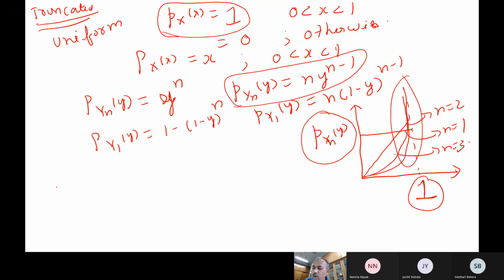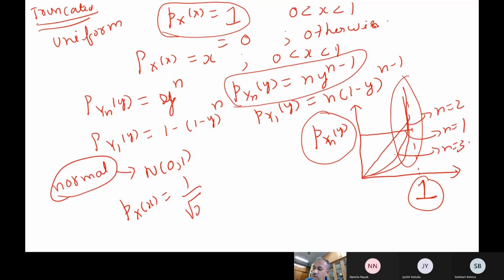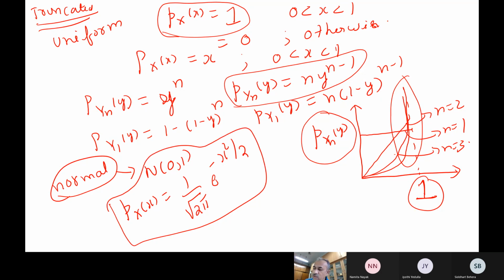Now suppose the data is a normal distribution, like that example problem we have done. Let us say it is standard normal, N(0,1). So the density function p_X(x) is 1 by root of 2 pi e to the power of minus x square by 2. And the distribution function is 1 by root of 2 pi, integral from minus infinity to x of e to the power of minus z square by 2 dz. I will write this as phi of x only.